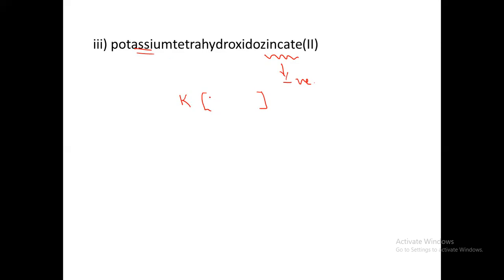Now what is the metal? Zn, right? How many ligands? It's tetrahydroxido, so 4 OH. Okay, so what is the charge of the metal? +2. What is the charge of the total ligands? OH is minus, so 4 minus, -4. What is the total charge of the complex? -2. The -2 has to be balanced by +2.